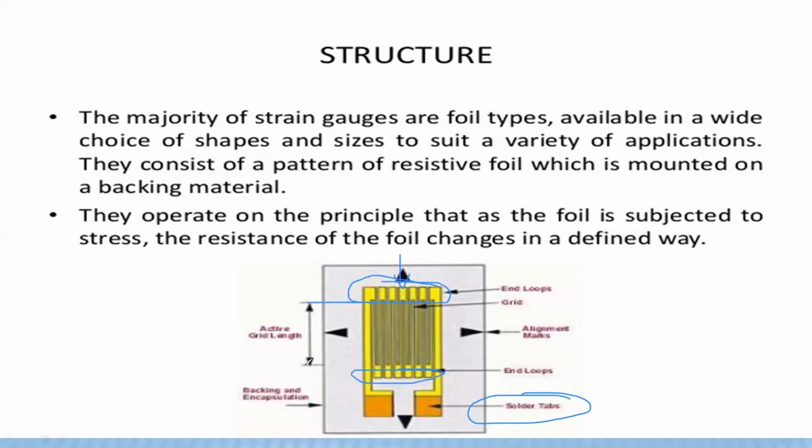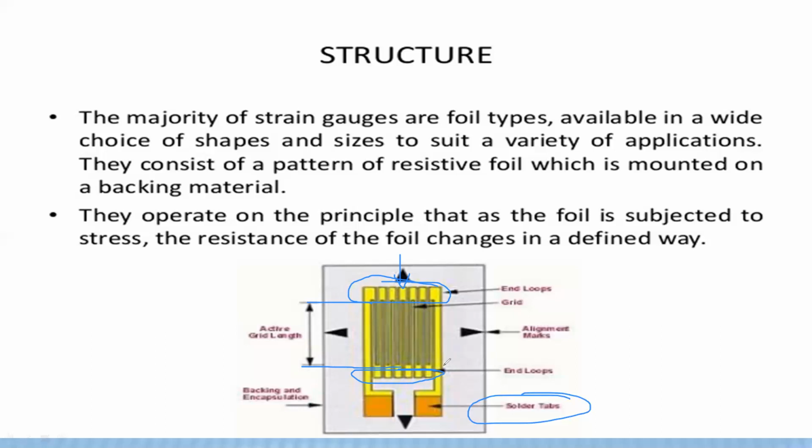It is the grid, the actual grid length. The grid length will vary whenever we apply forces on the object. Whenever we apply different forces to the strain gauge, the length of the grid varies. By this variation of length, we can calculate the electrical resistance.